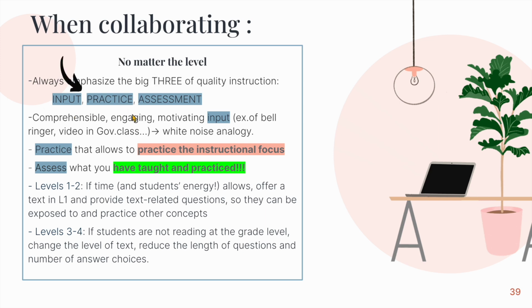Now, different resources call these 3 stages differently. You will see the words introduction, you will see application. I like to call it input, practice, assessment. I stress to teachers the importance of comprehensible and engaging and motivating input so that students can understand as much as possible and get interested and curious.